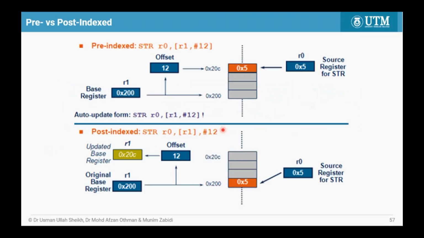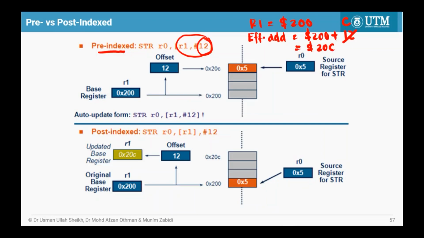Okay, so let's look at this example for the pre-index and post-index. Suppose you have STR R0, [R1, #12] and your R1 has this value 200. For the pre-index, since the offset is inside of this bracket, you need to find the effective address. So the effective address equals 200 plus 12. Bear in mind that this 12 here is a decimal number, so you need to change it to hexadecimal. 12 in hexadecimal is C. So that's why the effective address is 200C.